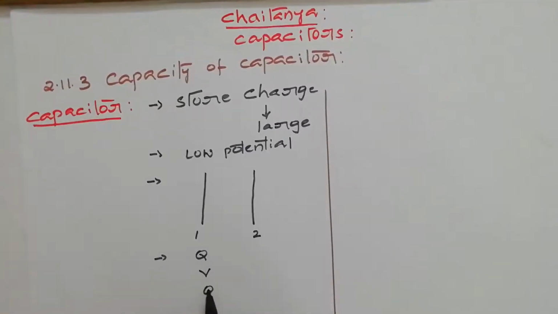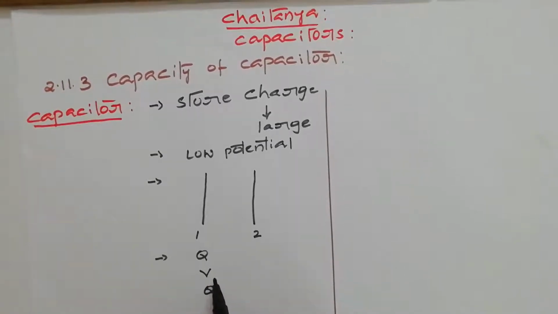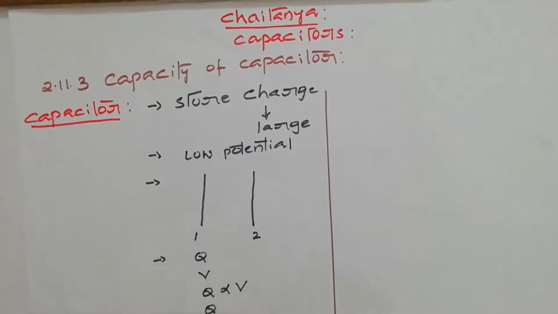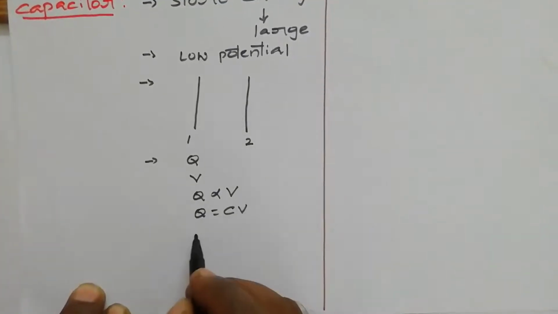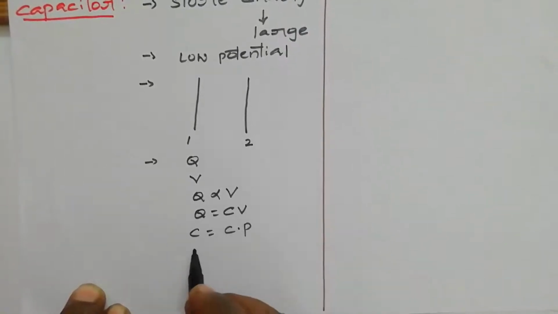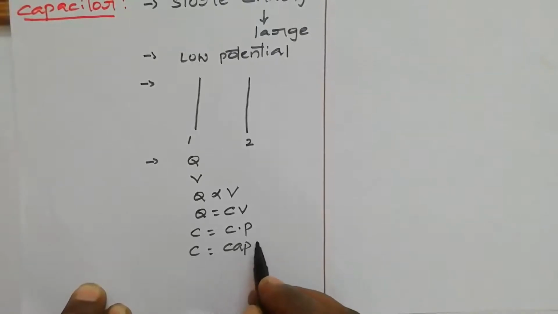So, Q, the charge of the capacitor, is directly proportional to the potential between the two plates. So, Q is directly proportional to V. If we remove the proportionality sign, let Q equal CV. Here C is called the constant of proportionality, and C is also called the capacitance of the capacitor.